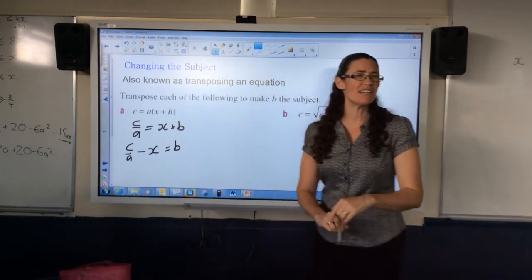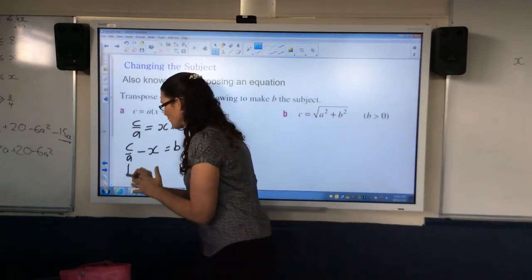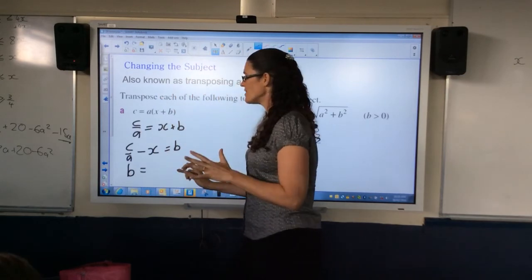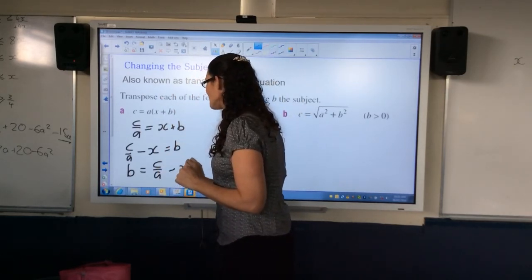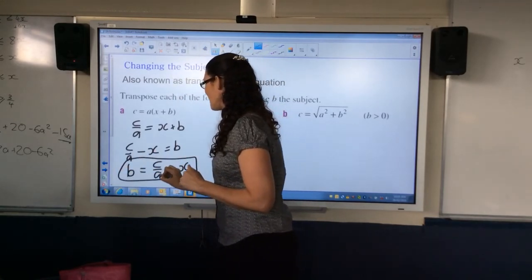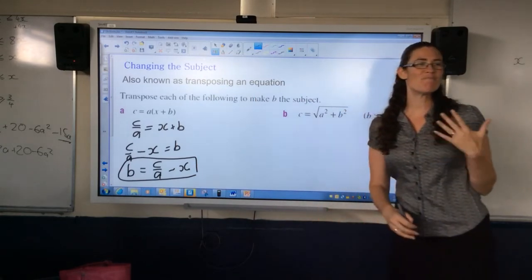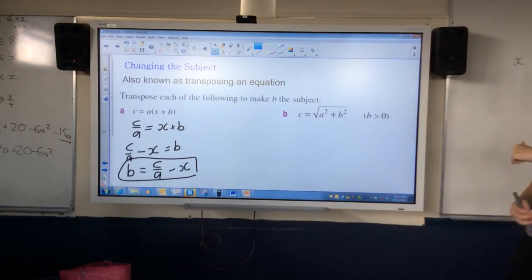Now, I don't like it that way because it looks weird. It's just a little bit OCD. I really like the B at the front, so I'm going to rewrite it. I know I'm not changing anything, but it just looks so much nicer this way. Doesn't that look prettier? It doesn't. Are you? Okay. Pointless. So I have B out the front with C over A minus X.